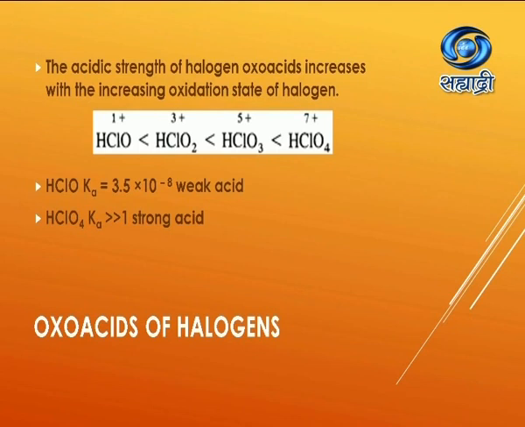Then acidic strength of halogen oxoacids increases with increasing oxidation state of halogen. So in HClO, hypochlorous acid, oxidation state of chlorine is +1, and in perchloric acid HClO4, oxidation state of chlorine is +7. So as oxidation state increases, acidic strength also increases. So this point one has to remember: perchloric acid dissociation constant is far greater than 1, so it is a very strong acid.